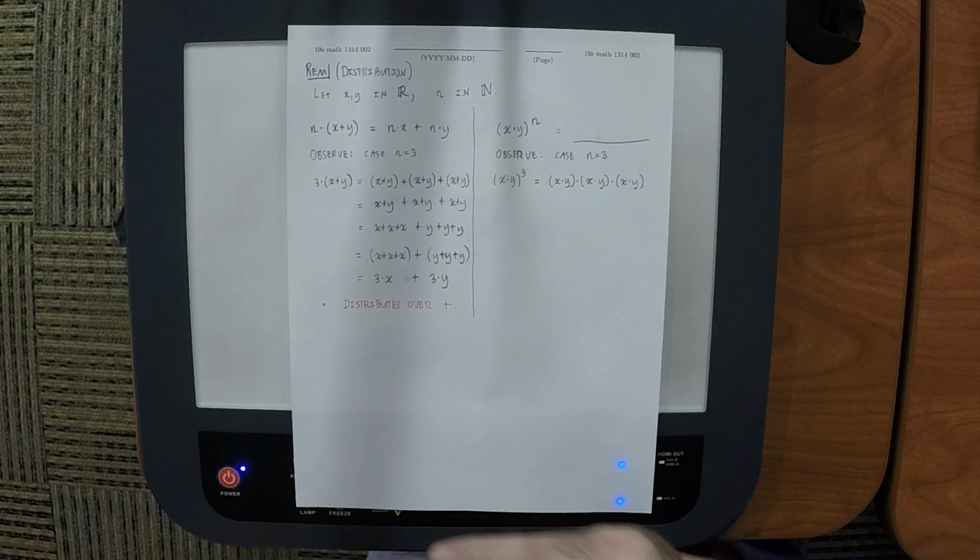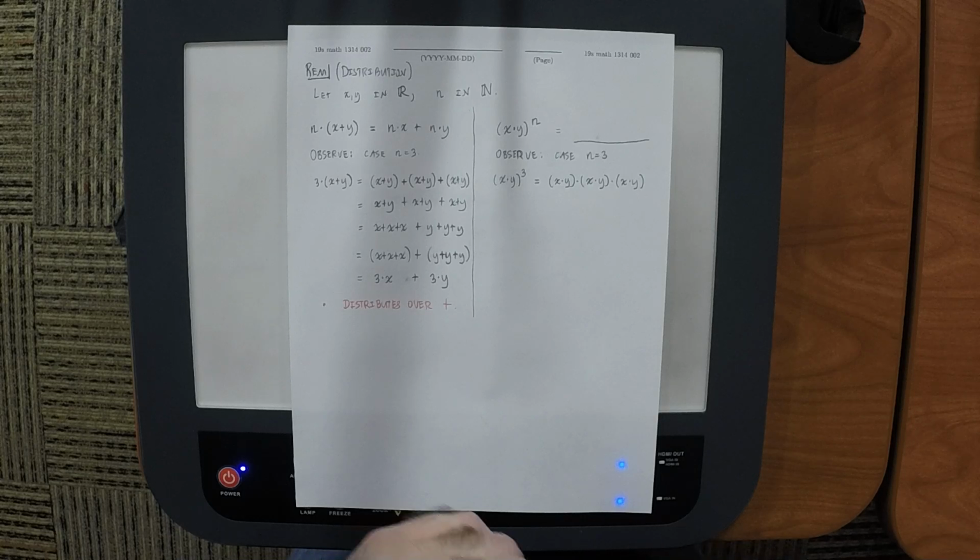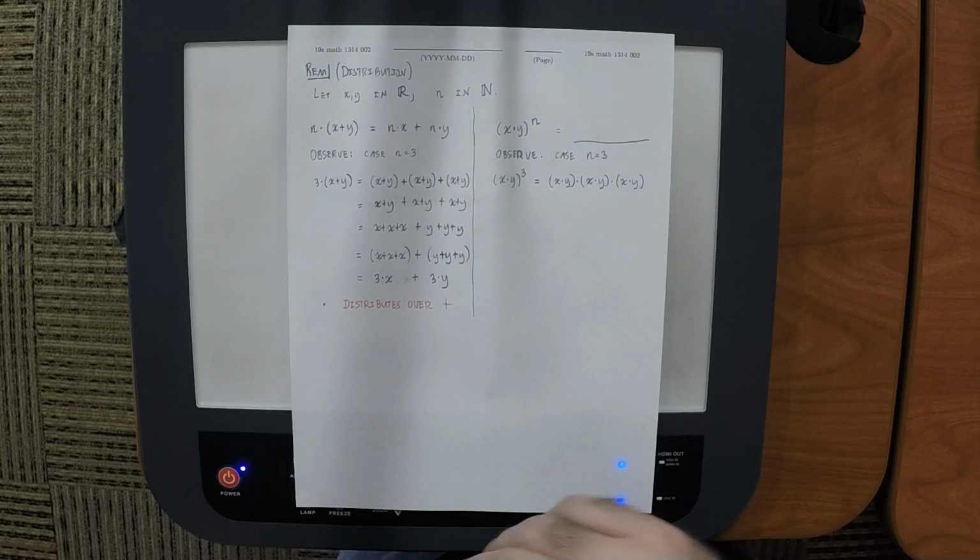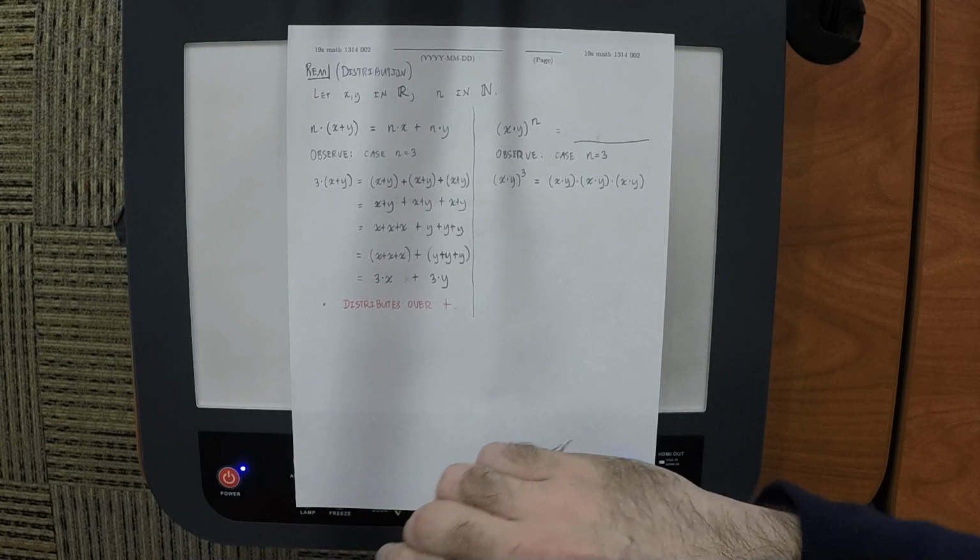So now I'm going to do exactly the same things. This is going to be the 3rd time I've done it. I'm going to say, well, I'm going to drop the parentheses. Why is that permitted?